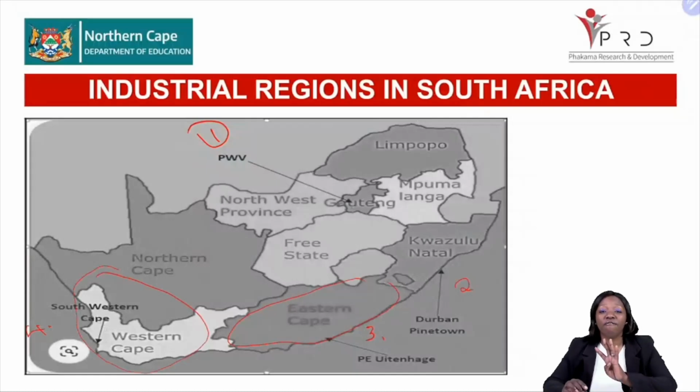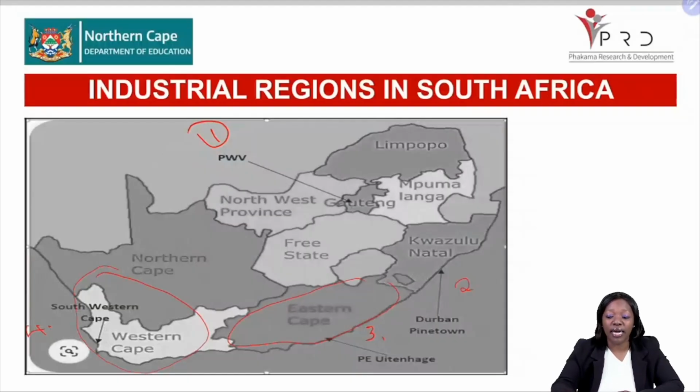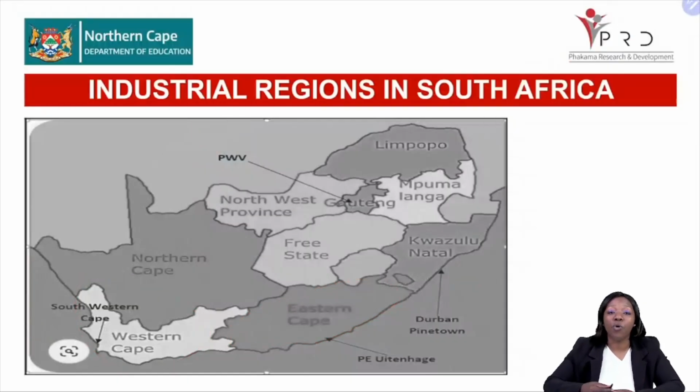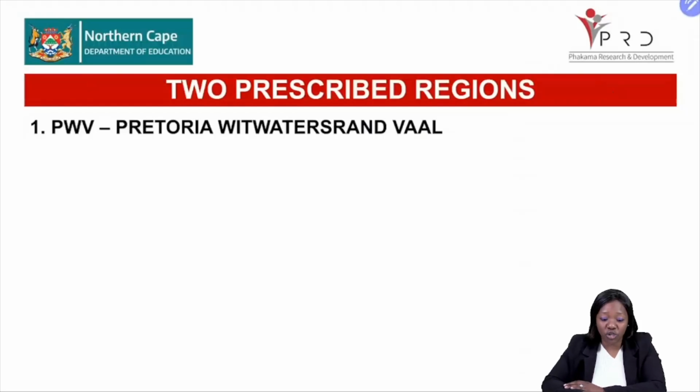So these are the 4 industrial regions that carry South Africa, or these are the engines of South Africa, because most of the industries are from these provinces, and these are the provinces that are generating more income for South Africa. Remember, we have 9 provinces, but amongst those 9 provinces, there are 4 major ones that have more activities and are bringing more income into the country.